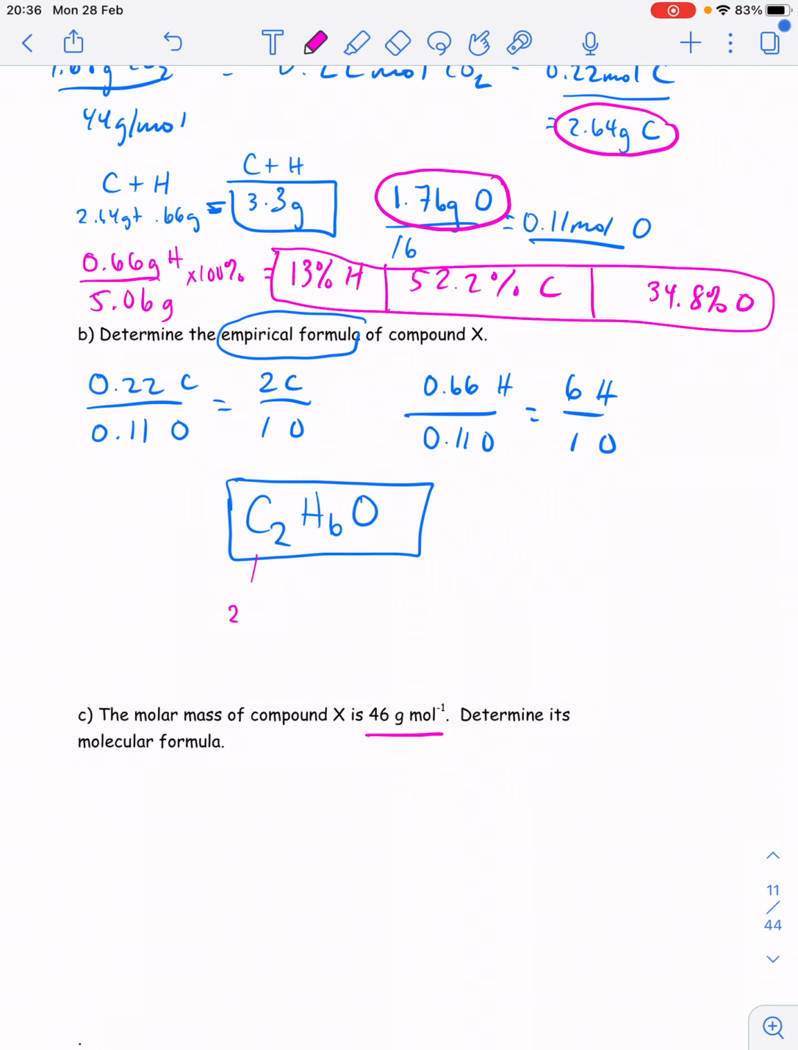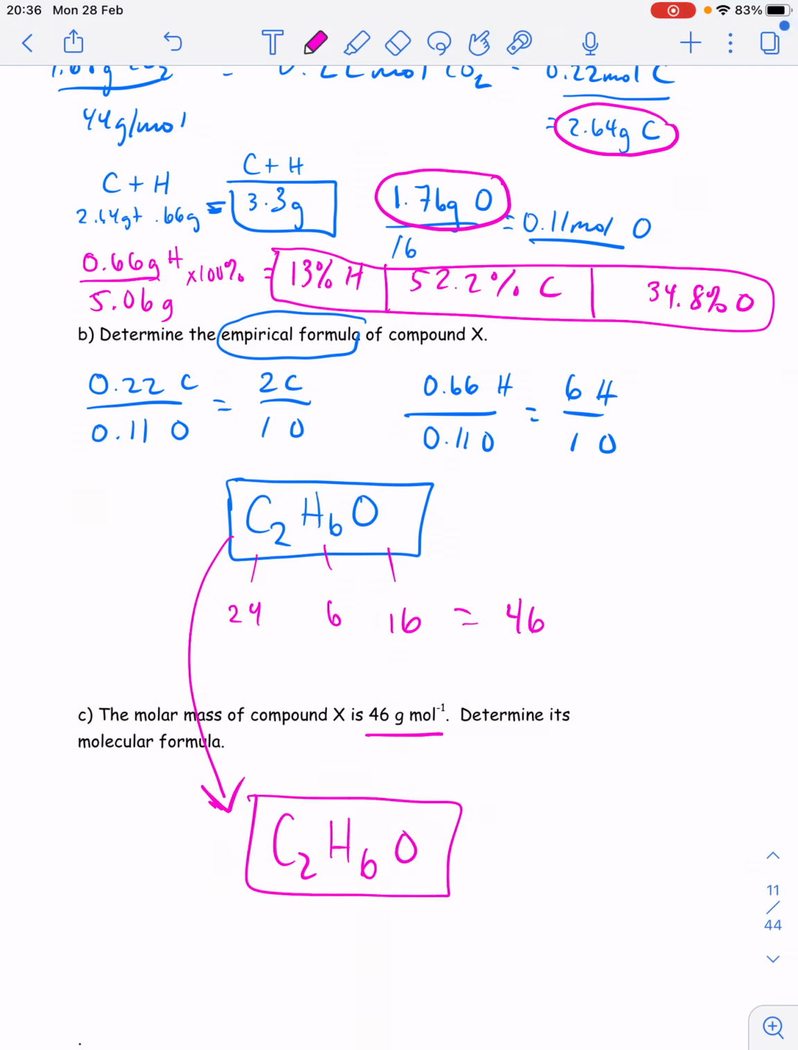When I add up this mass, it is 46, and therefore if the molar mass is ever the same as the mass of the empirical formula, then the empirical formula is also the molecular formula. So we actually don't need to make a change at all. They just happen to be the same in this case.